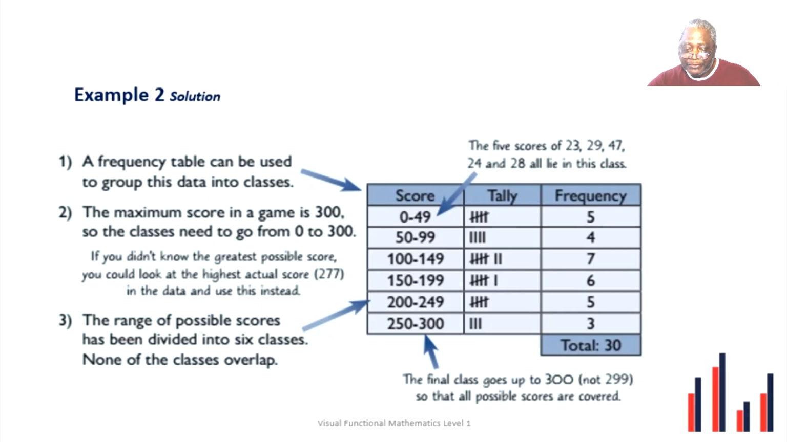The first 5 scores of 23, 29, 47, 24 and 28 all lie in this class of 0 and 49, and the tally will tell you the number of scores, and then the frequency table will tell you the scores.